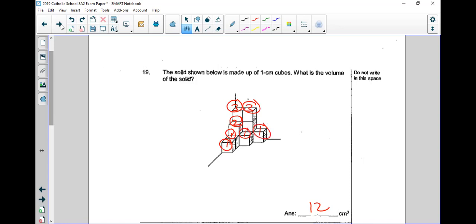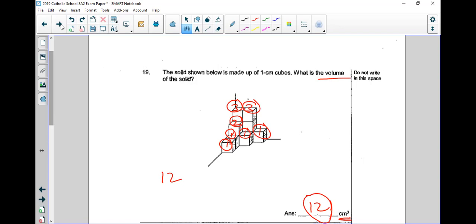Because you counted 12 and you put your answer here 12, you are very lucky because the unit is given to you. You get your full marks, but it's actually wrong because the question is asking you what's the volume. The question never asks you how many. Understand there's a big difference. So what is the volume? If there are 12 cubes, then what's the volume of 12 cubes?